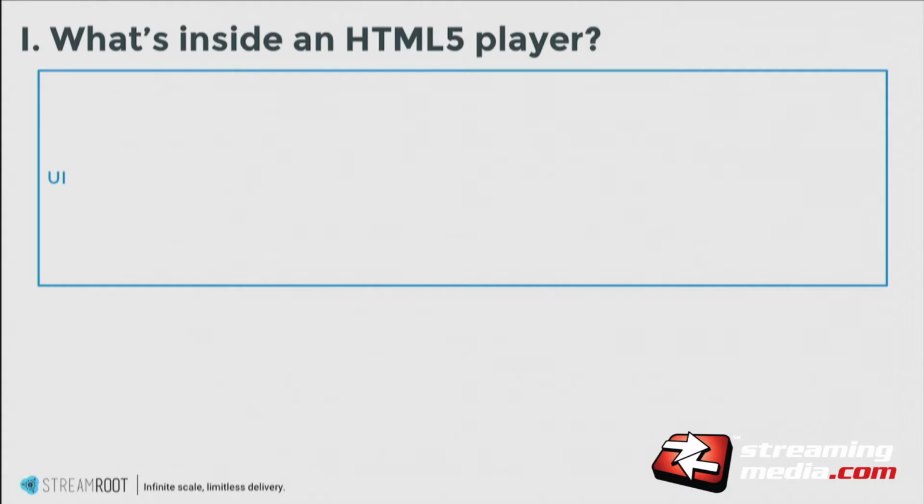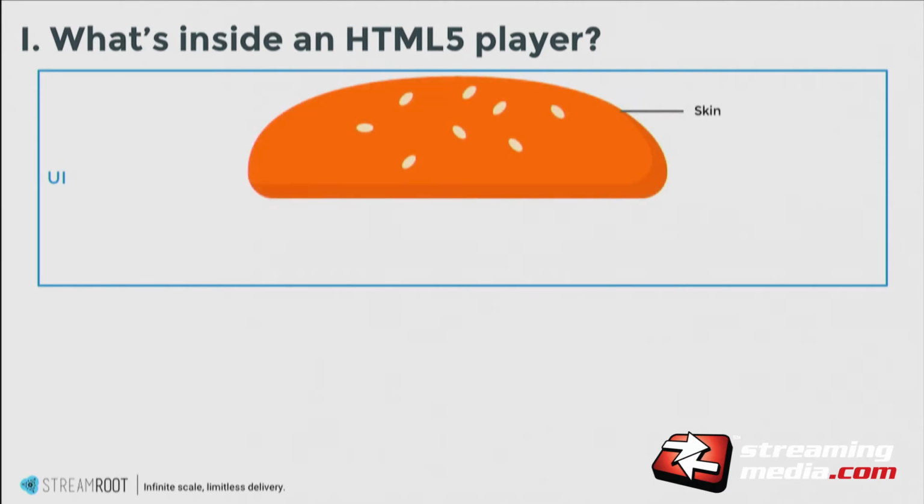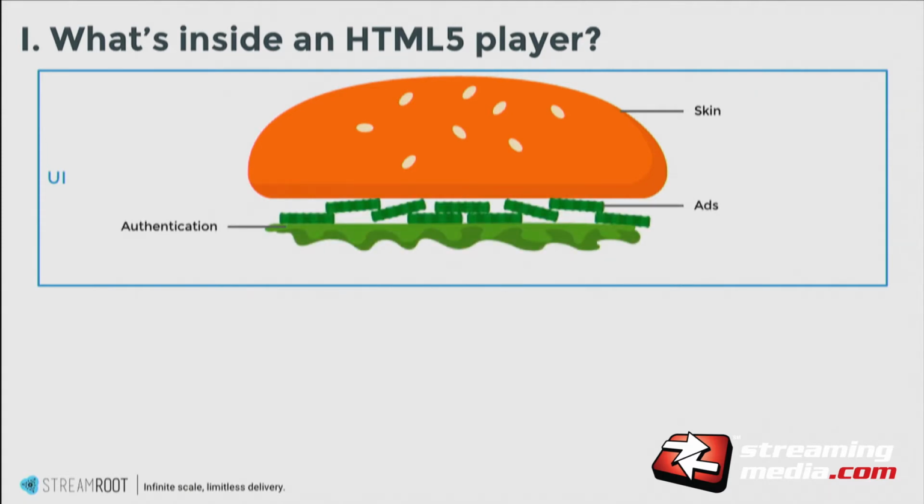So what exactly is involved in an HTML5 player? The highest-level part of your player is the user-facing part, and that's what we're going to call our user interface. That's made up of the skin of your player, which is the design of the player itself. To that, we can add any sort of business logic features, such as payment, authentication, any sort of ads. And then finally, in that layer, we have any sort of custom user interface features that go around the player, such as playlists and social sharing, et cetera.